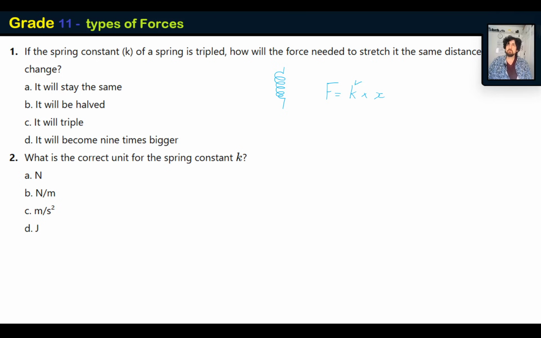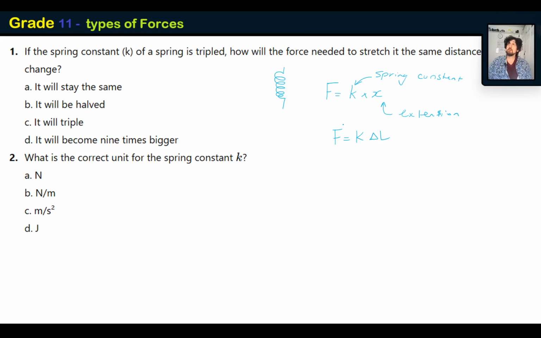K, of course, is the spring constant, and X is the extension. Sometimes you'll see the X written as delta L, which is length, and sometimes you'll see it as E. So it depends. In this instance it's going to be X, but I do want you to be aware that we have also used F equals K delta L, which is exactly the same. X, delta L, they're exactly the same, just means extension.